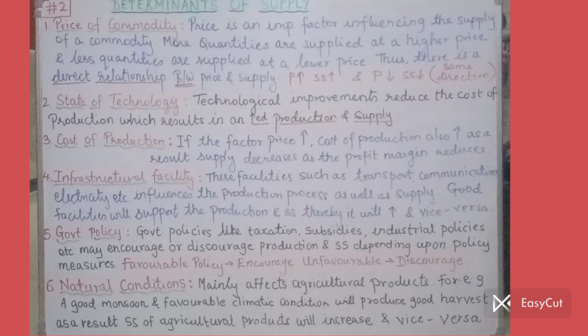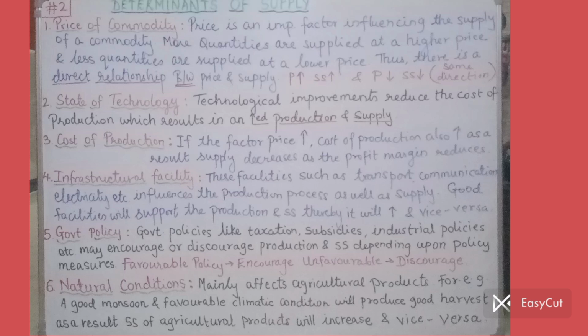Point number 1, price of a commodity. See, this is the very first and foremost important determinant of supply. Price is an important factor influencing the supply of any commodity. Normally, as I told you in the first lecture, whenever we are studying the chapter supply, you consider yourself as a seller for better understanding of the chapter. Now suppose you are a seller.